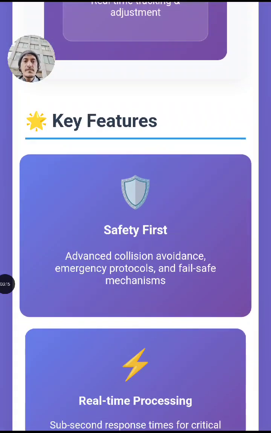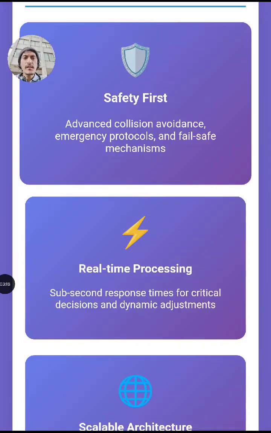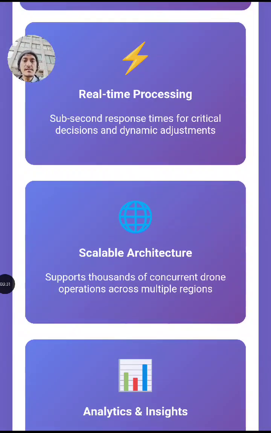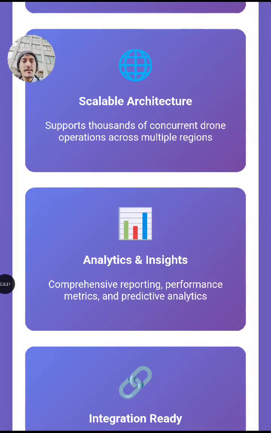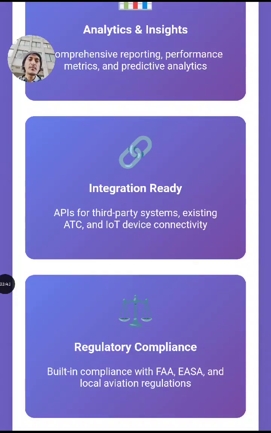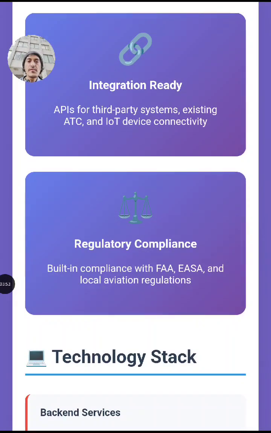So key features will be safety first: advanced collision avoidance, emergency protocols and fail-safe mechanisms. Real-time processing: sub-second response times for critical decisions and dynamic adjustments. Scalable architecture: support thousands of concurrent drone operations across multiple regions. Analytics and insights: comprehensive reporting, performance metrics, and predictive analytics. Integration-ready APIs for third-party systems, existing air traffic control, and Internet of Things device connectivity. Then we have regulatory compliance once again: built-in compliance with FAA, EASA, and local aviation regulations.